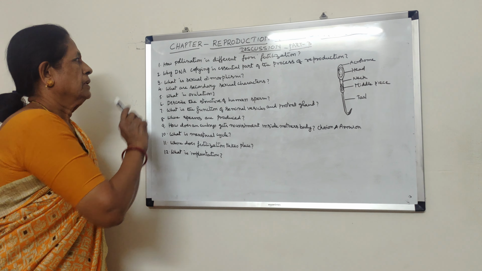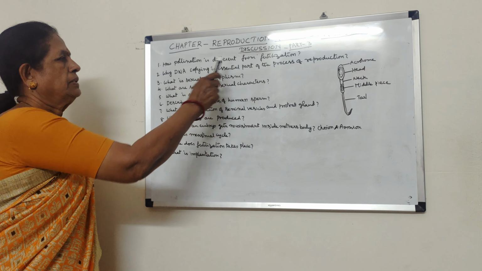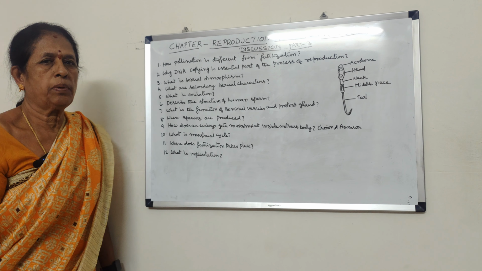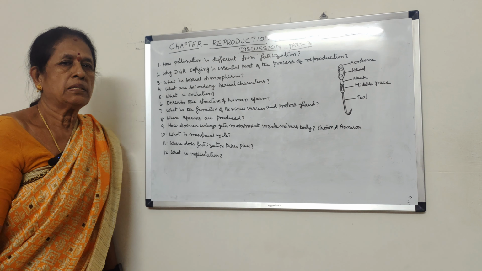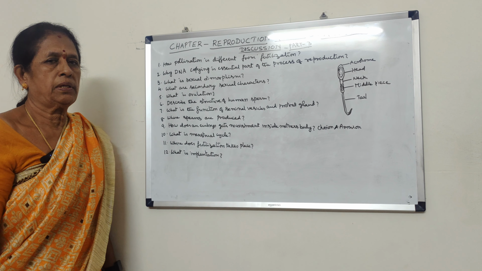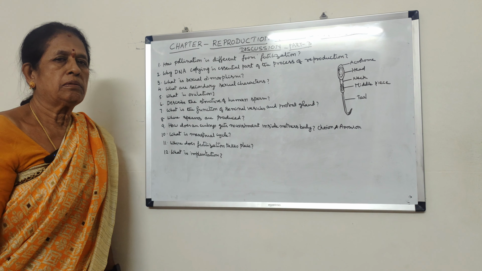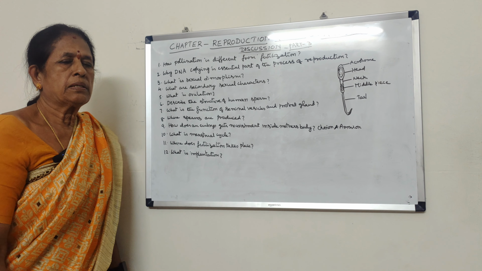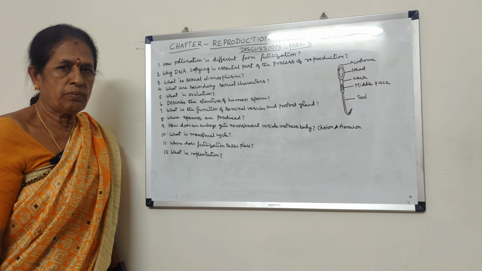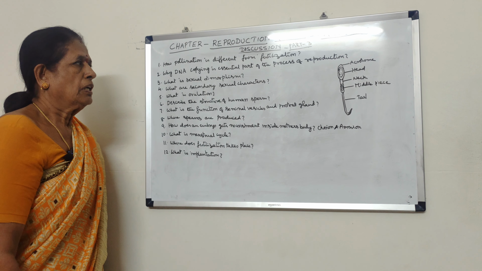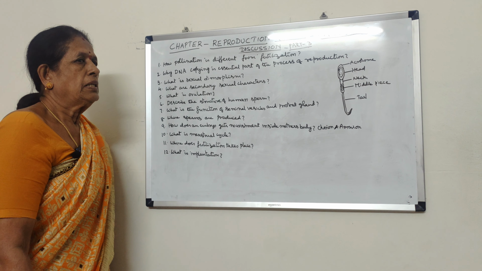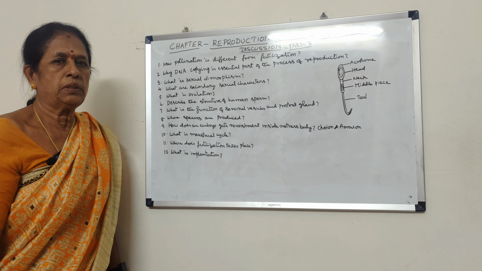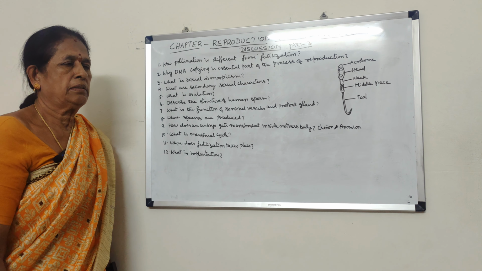Okay, so first off, how is pollination different from fertilization? Pollination is the process where the haploid pollen grains are transferred to the stigma of the flower. If the pollen grains are transferred to the stigma of the same flower, it is called self-pollination. If the pollen grains are transferred to the stigma of another flower of the same species, it is called cross-pollination. Pollination can be done by insects, small birds, wind currents, etc.